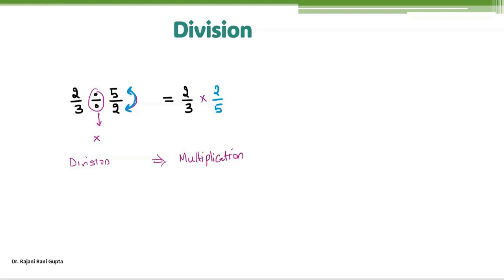Okay, and we already studied how do we multiply. So yes, how do we multiply? We multiply the numerators together, that is 2 multiply 2, and then we multiply the denominators together, 3 multiply 5, which gives us 2 multiply 2, 4, 3 times 5, 15. This is the lowest form because it's not possible to cancel these two.